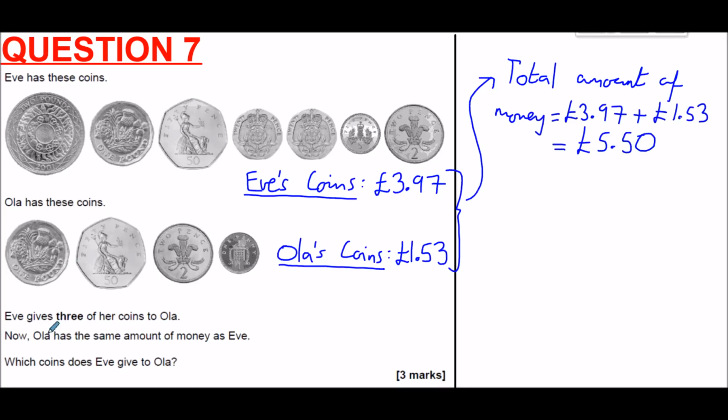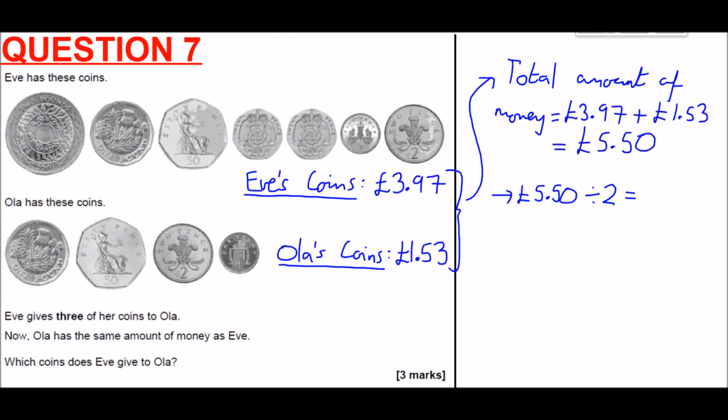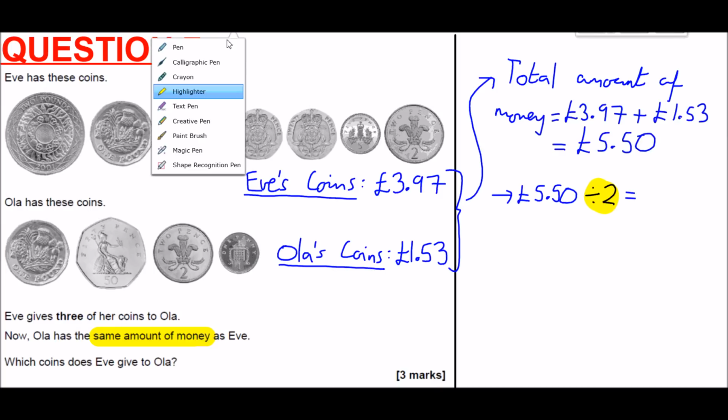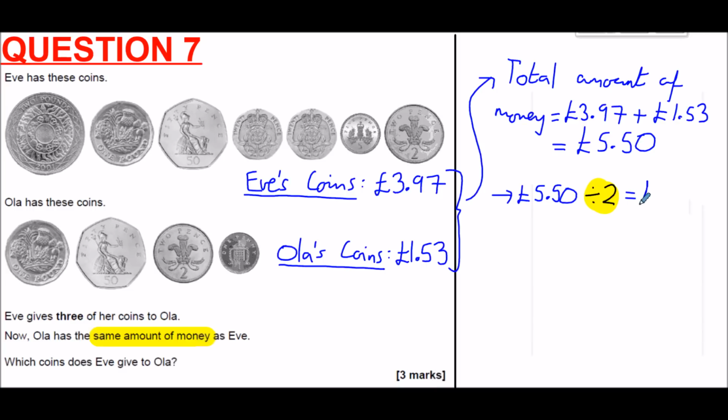Now it says after Eve gives some coins to Ola, she has the same amount of money as Eve. And so if they both have the same amount of money, what we can say is that the total amount of money is shared equally between them into two equal amounts. So we can divide this £5.50 by 2 to find out how much money they'd each have after Eve gives some coins away. So because you have the same amount of money, that's why we're dividing by 2. We're splitting it into two equal shares. £5.50 divided by 2, we should get £2.75.